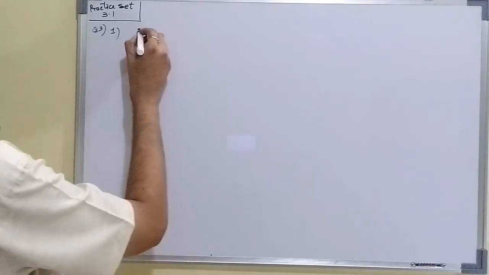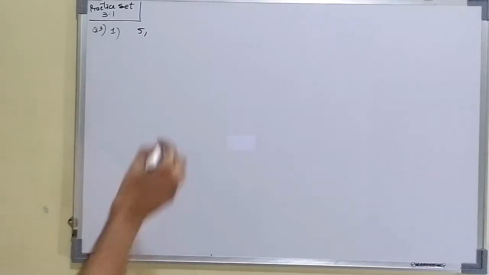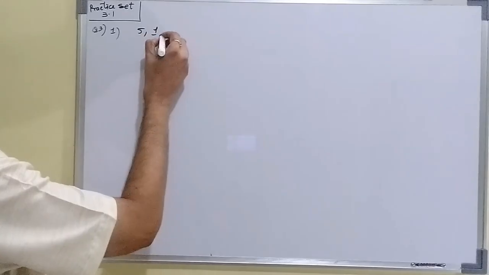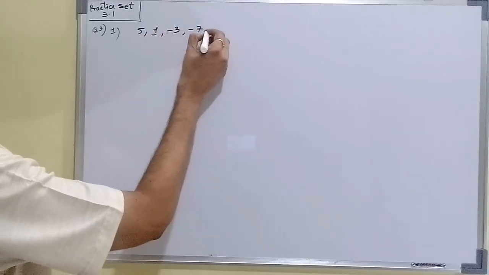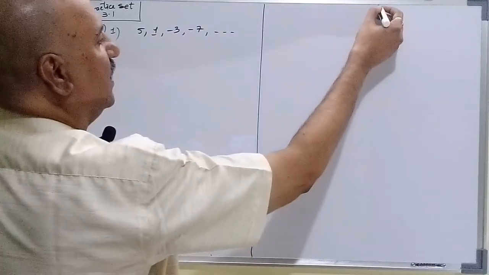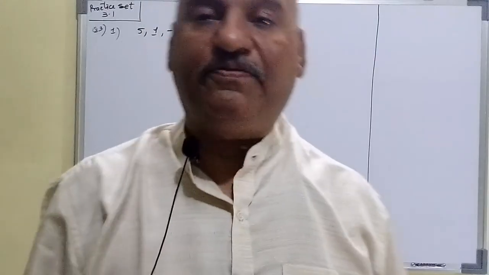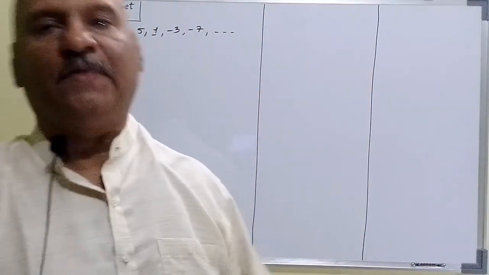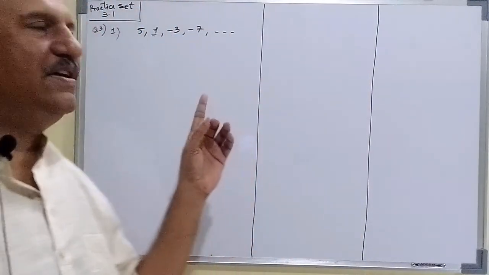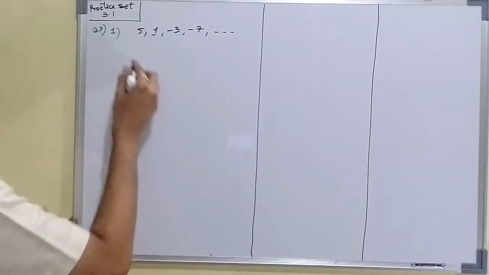AP is 5 1 minus 3 minus 7 dot dot dot dot. हमें फाइंड करना है. What they ask us to find? They ask us to find the first term and a common difference. First term तो दिख रहा है तुमको. First term, common difference फाइंड करना है.